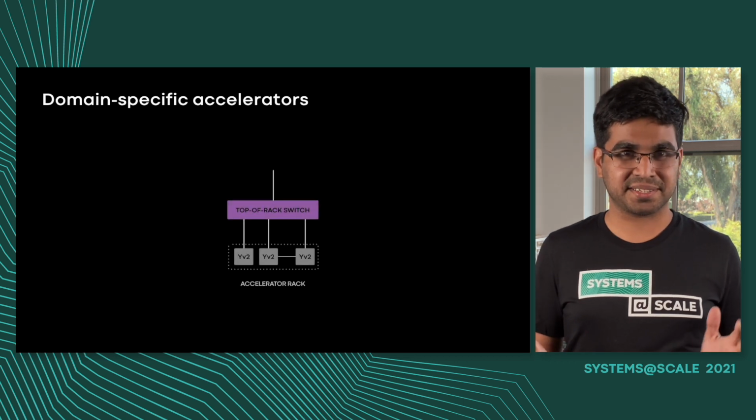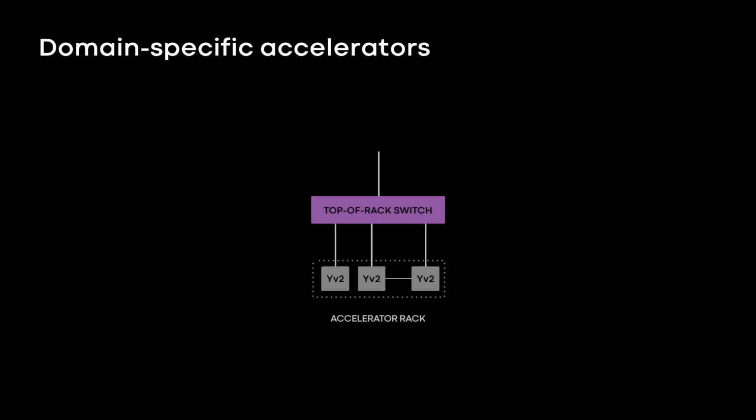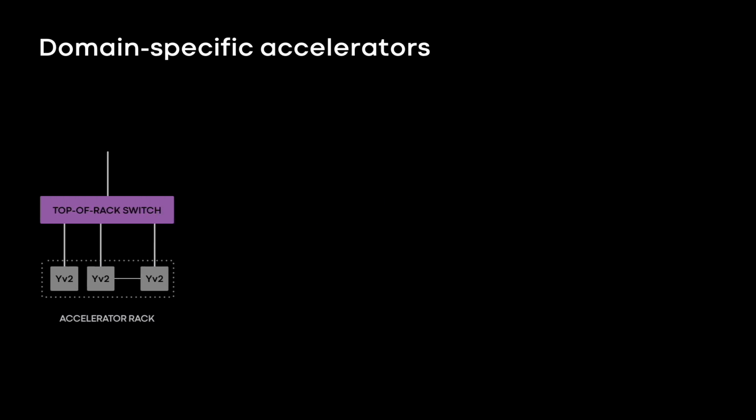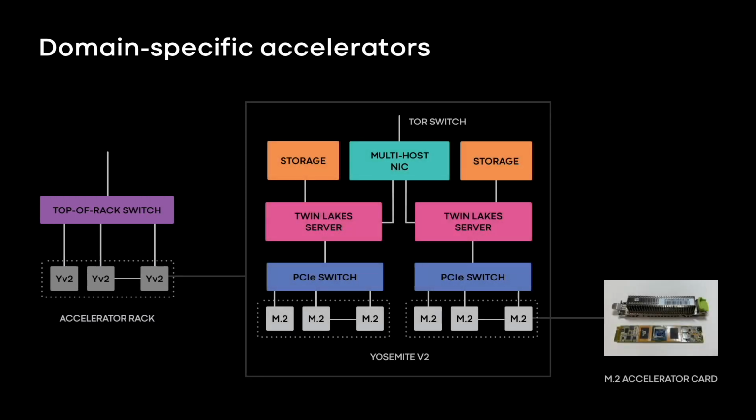So putting these two trends together, we've essentially built a server that can handle these special purpose accelerators. And the server essentially has two CPUs or Twin Lake servers. And attached to each one of them, we have multiple accelerators connected over a PCI switch. These accelerators are shown here as M.2. That's essentially just a form factor specification. So you can see in that small picture, it's kind of like this piece which you could slide into the server. So that's basically the idea there.